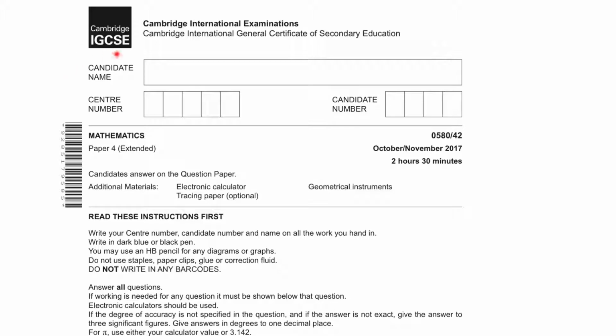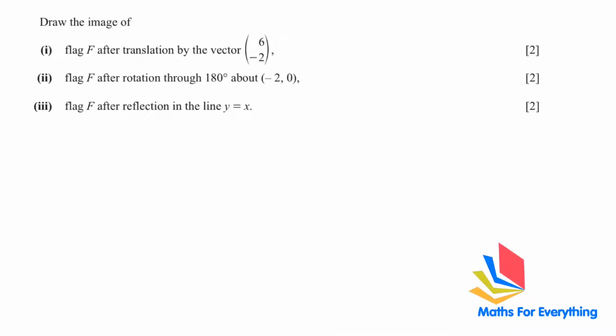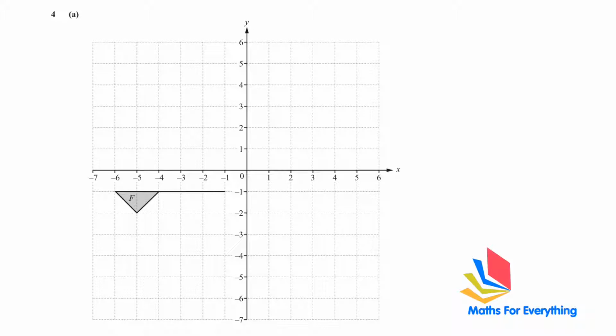Today we are going to solve Cambridge IGCSE Mathematics 4 Extended Variant 4 to October-November 2017. Question number 4 onwards. So we have a transformation question, and the first question is draw the image of flag F after translation by the vector 6, -2. So this is 6 and -2. This is your x and this is your y.